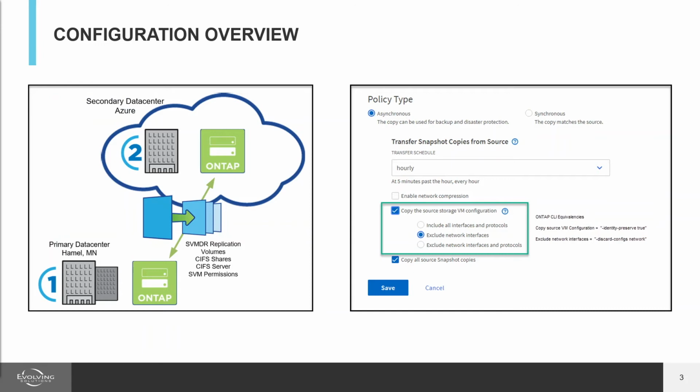A brief overview of the configuration in place here. Our primary data center in this instance is going to be an ONTAP instance running in our Hamel data center. A secondary data center is out in Azure in US Central. We're using the SVM DR replication. It's going to connect up the volumes, the CIFS shares, the CIFS server, the SVM permissions, the whole container of the SVM as we need it to be in Azure when we do the DR.